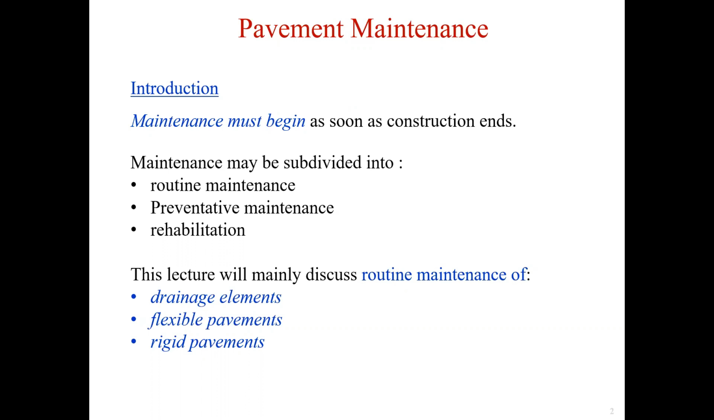Routine maintenance includes activities which address minor defects on the carriageway and structure of carriageway, like drain clearing or grass cutting, and some essential activities to remove obstacles from the road and ensure a base level of road safety.